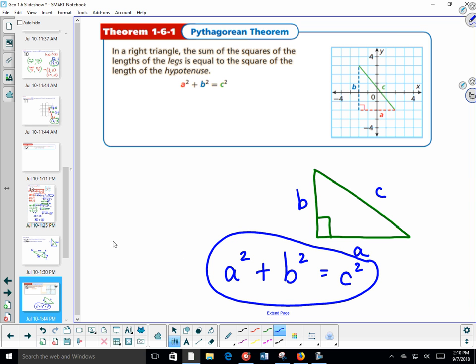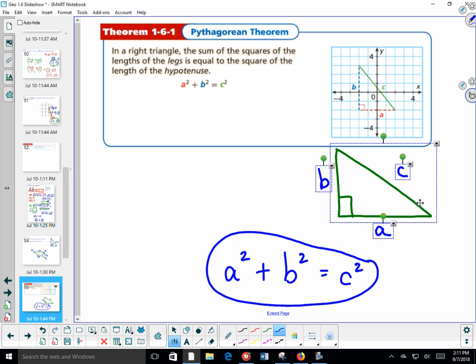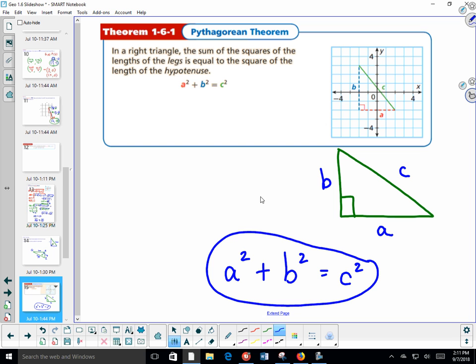You could actually plug in numbers. The nice thing about the Pythagorean theorem is that given any two sides of a right triangle, you can find the third side. You can find the missing side. You can't do that with just any triangle. It only works for right triangles, because we have this theorem. We have no special theorem about any other triangles.